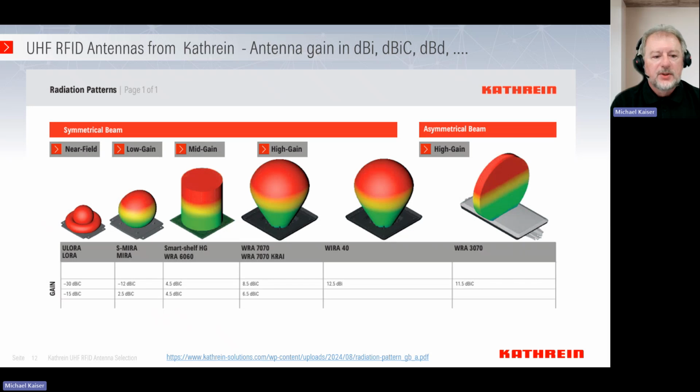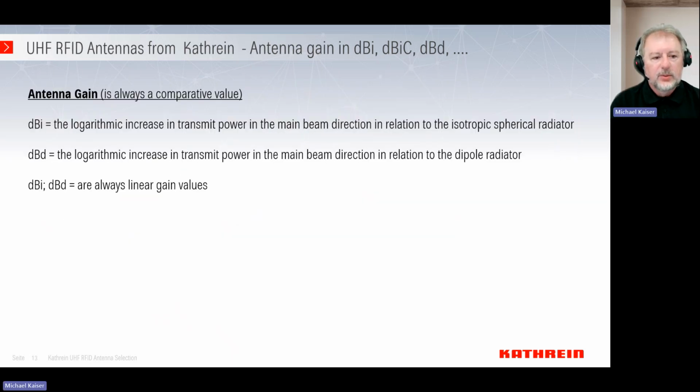Here you see the different antennas we have, and you know now dBi is a compensation value. We compare the antenna gain always with an existing dipole antenna or with a theoretical isotropic antenna. If it's an i at the end, then you know it's based on the isotropic antenna. So dBi is a logarithmic increase of the transmitted power in relation to an isotropic spherical radiator. dBd is based on the dipole radiator, and dBi and dBd are always linear gains.